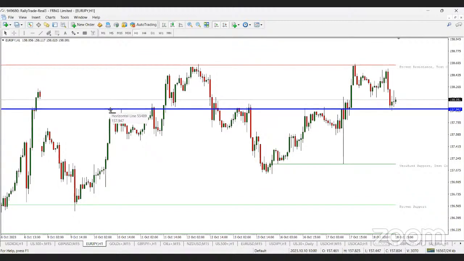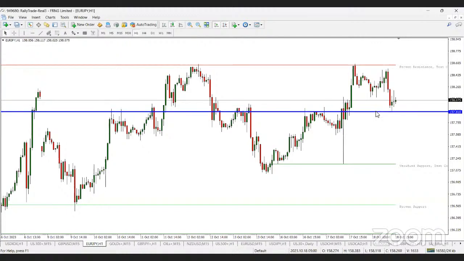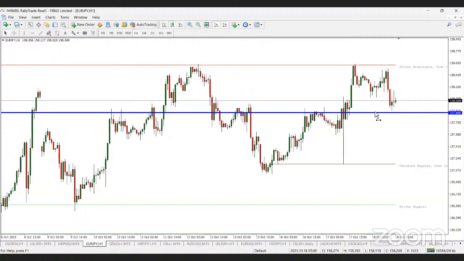Price was rejected here like that. But anytime price was coming down, you know, it was rejected a bit and then it still fell. You understand? So this is our support zone. This is where we are looking at. So if you're trading Euro JPY, you want to have your sell stop. You can have your sell stop on Euro JPY at around 157.890.